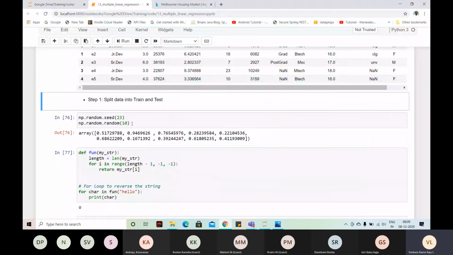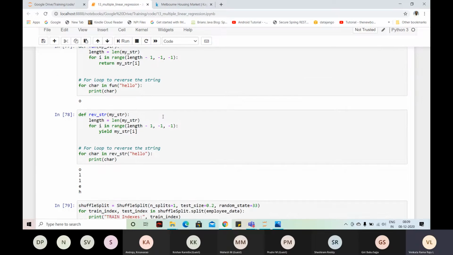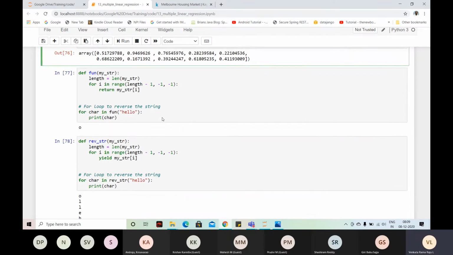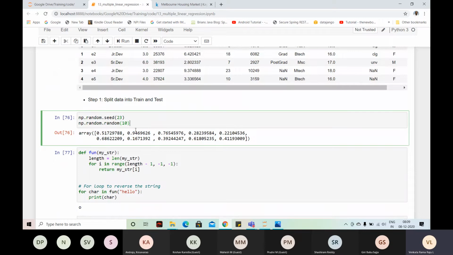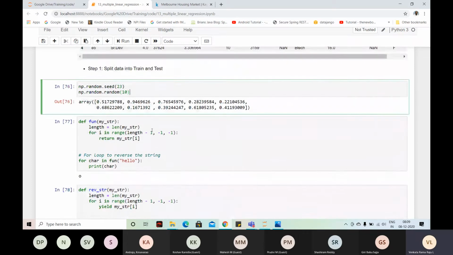And now, why am I using seed? I don't know why I am doing this. Somebody would have asked a question and I would have done this. Okay, I'll explain this random thing in a moment.